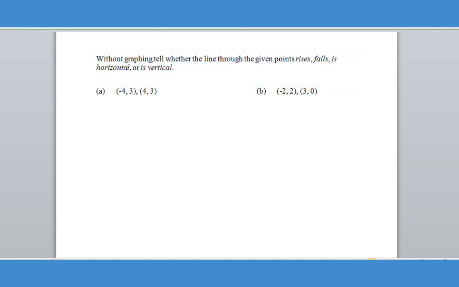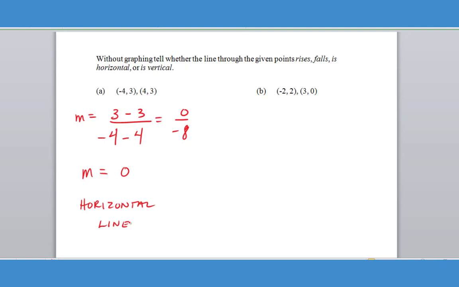Okay, for part A, first things first, we need to find the slope of the line. I'm going to say 3 minus 3, and then negative 4 minus 4. That's going to give me 0 over negative 8. And of course, that's going to give me a slope of 0. Remember, if we have a slope of 0, we have a horizontal line. And of course, visually, that looks like that.